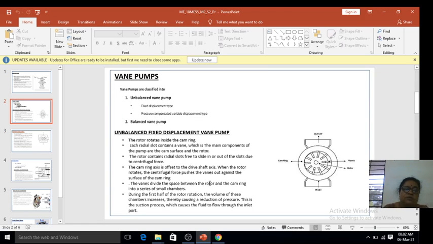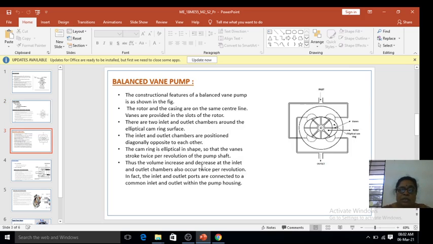Okay, so next, this is what the unbalanced vane pump is. Then let's go for the balanced vane pump.